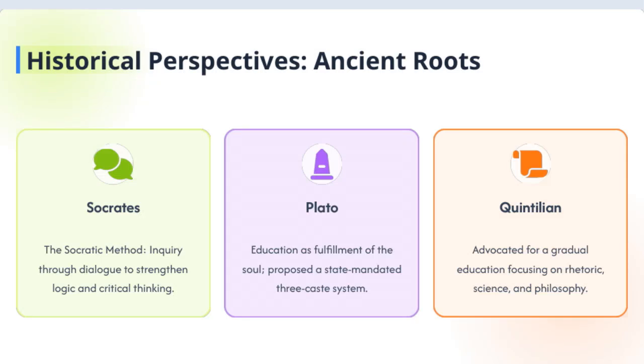Let's take a moment to explore some of the historical perspectives on education. Advocates like Quintilian emphasized a gradual approach, focusing on developing the mind through rhetoric, science, and philosophy. He believed education should be a process that nurtures the soul, guiding students step by step. Quintilian even proposed a state-mandated three-caste system, which reflected his ideas about organizing society and education to serve different social roles.